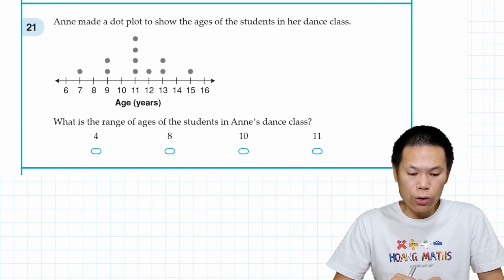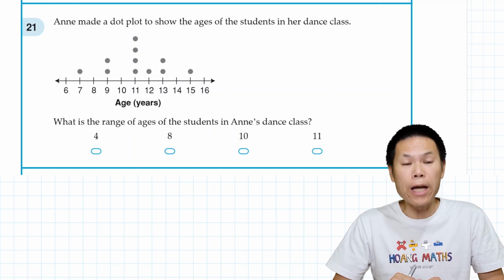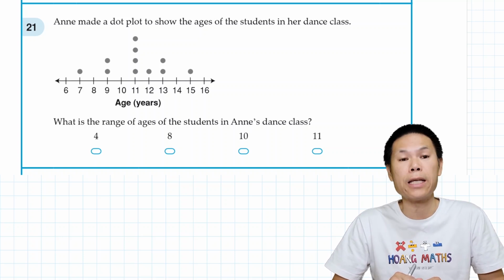Question number 21. Anne made a dot plot to show the ages of the students in her dance class. What is the range of ages of the students in Anne's dance class?